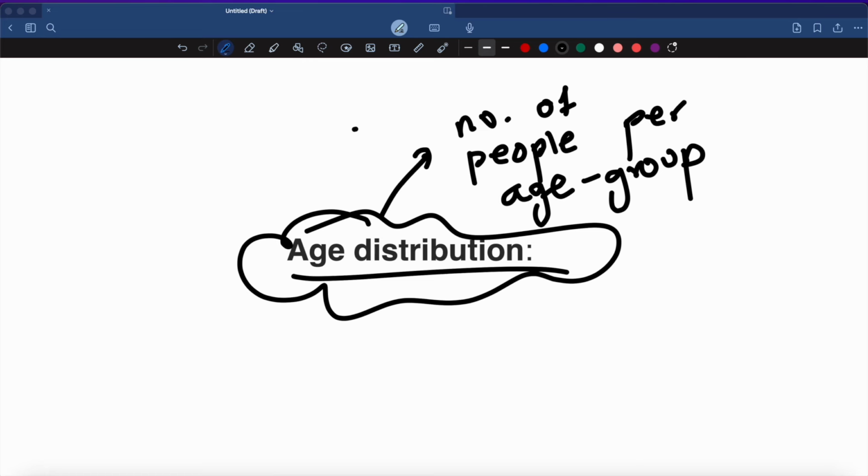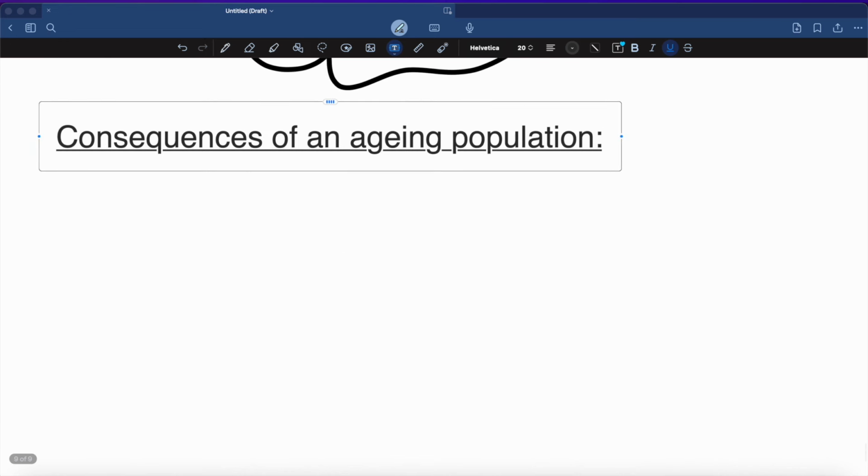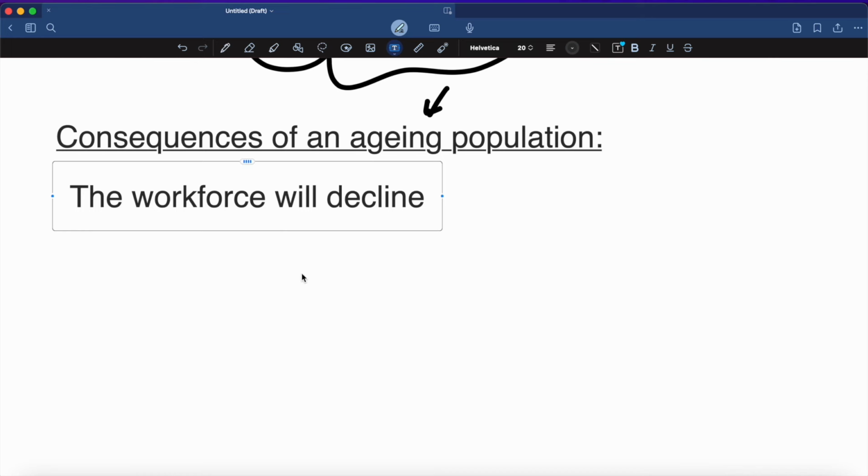Let's talk about this quickly. It's not that big of a topic. What are the consequences of an aging population? That simply means what is the disadvantage of having a population that has a lot of old people. If I have a lot of old people in my economy, it's not a decision that you can make, but it's a disadvantage for the government, because the workforce will decline, since not a lot of old people can work as they are close to retirement age.